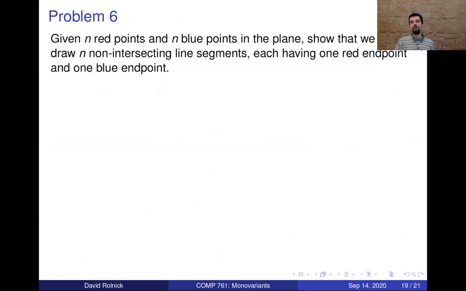Given n red points and n blue points in the plane, so in 2 dimensions, drawn on a piece of paper, show that we can draw n non-intersecting line segments, each having 1 red endpoint and 1 blue endpoint. We just need to connect up all of the red points with all of the blue points, pair them up so that there aren't any crossings.